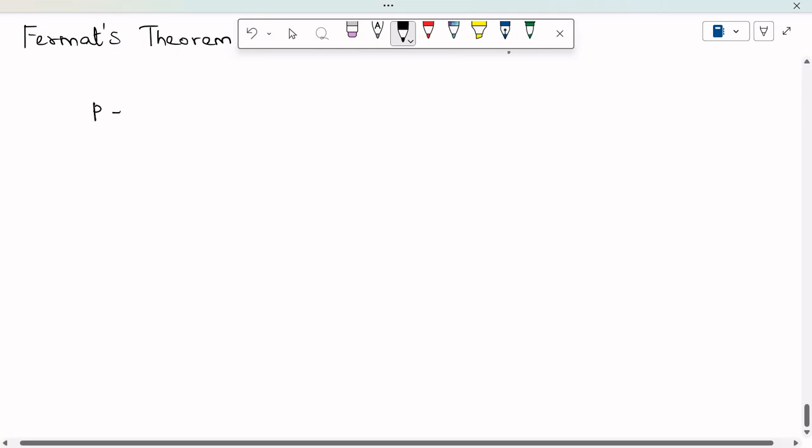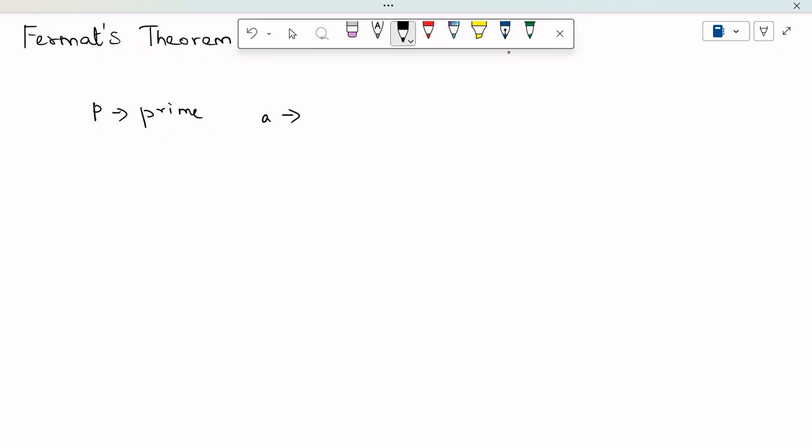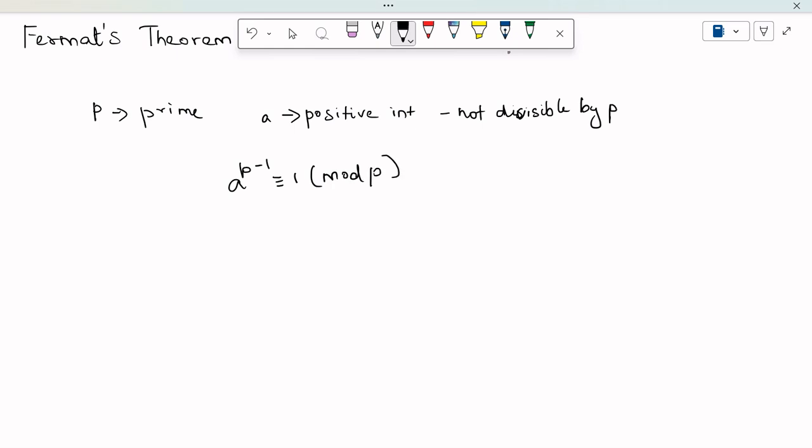If P is prime and A is a positive integer, the constraint is A is not divisible by P, then A power P minus 1 will be congruent to 1 mod P. So here, if P is prime and A is a positive integer not divisible by P, then A power P minus 1 is congruent to 1 mod P.